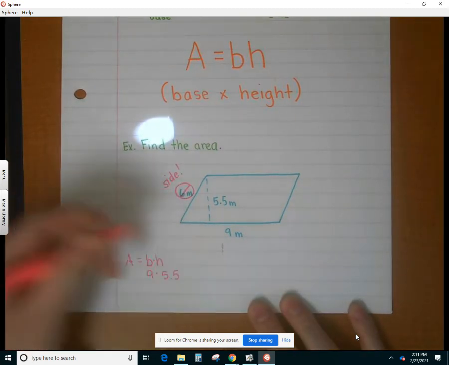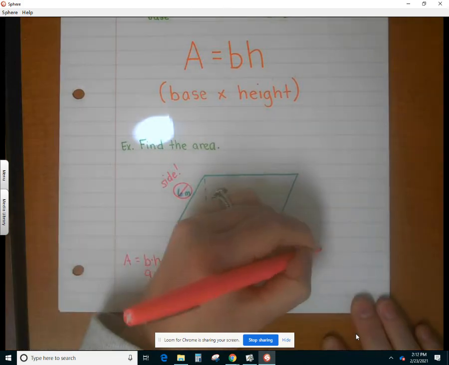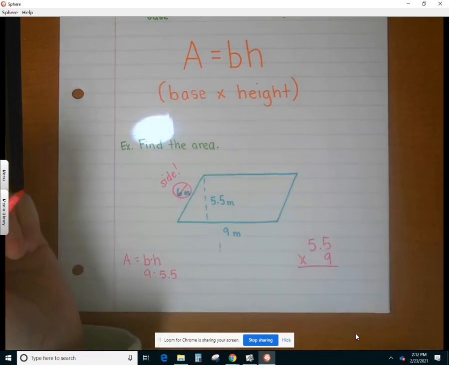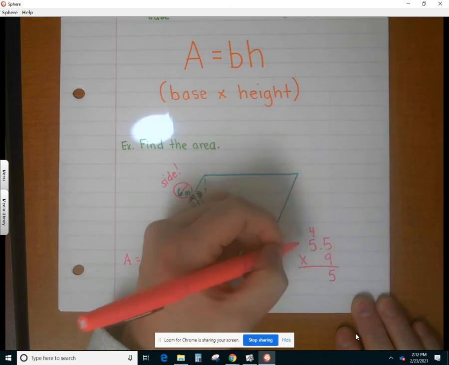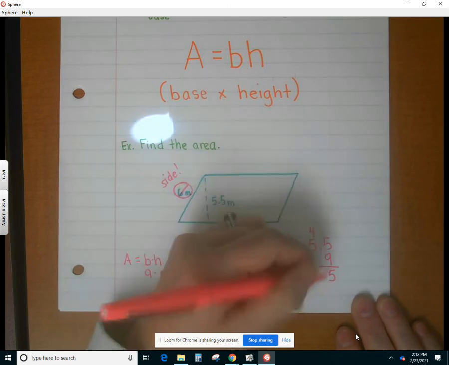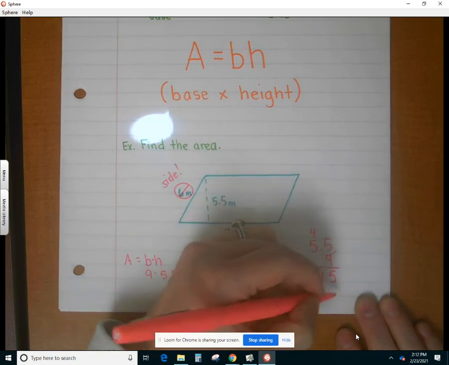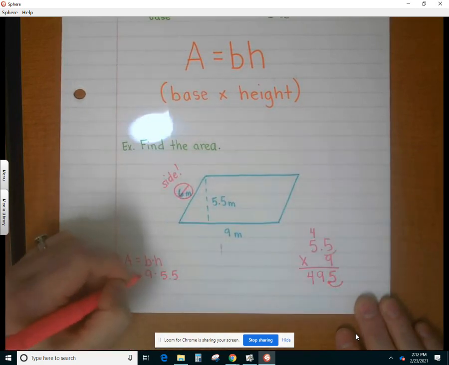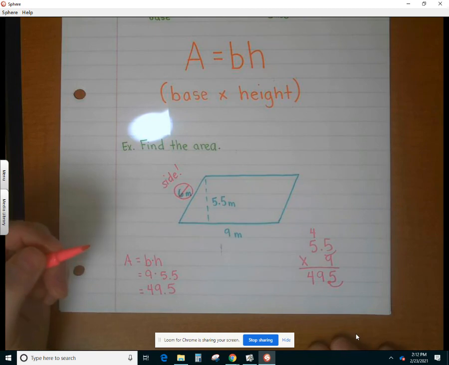So 9 times 5.5. That's not something I can do in my head, so I just come over here to the side. I have to put the 5.5 on top because it has more digits. 9 times 5 is 45, and then 9 times 5 again is 45, but I add 4 to it. That gives me 49. And then I have one decimal place, so I need another decimal place. So that tells me that the area of this parallelogram is 49.5, and then we need to label.